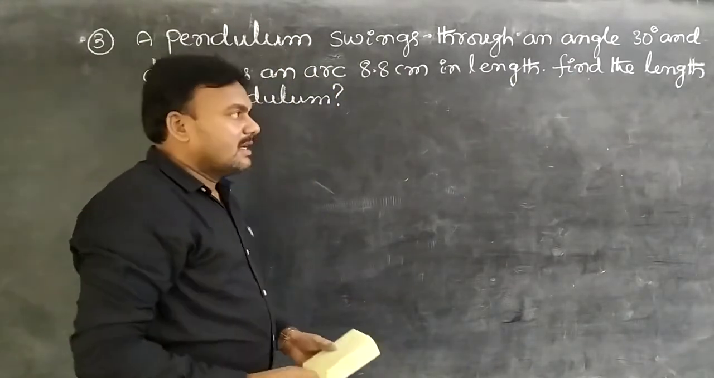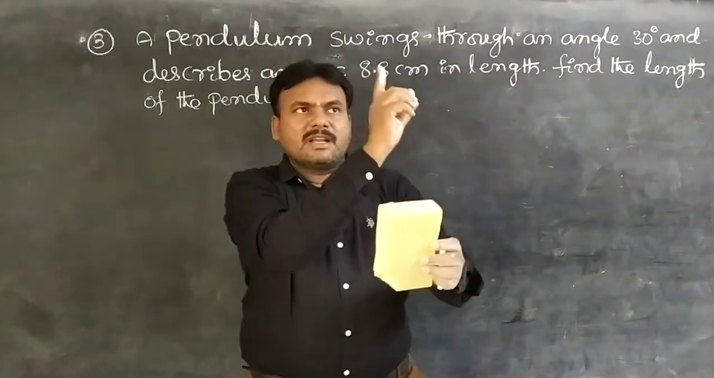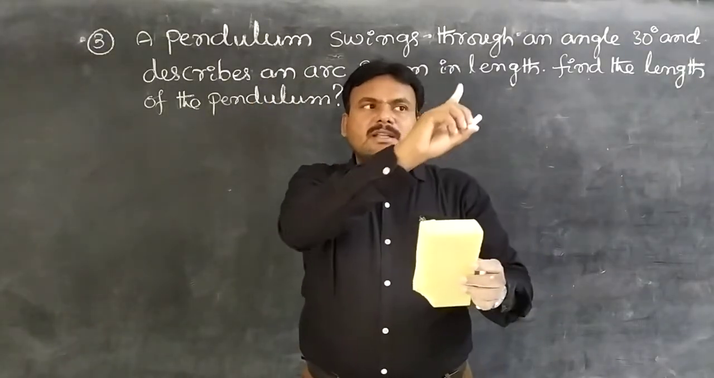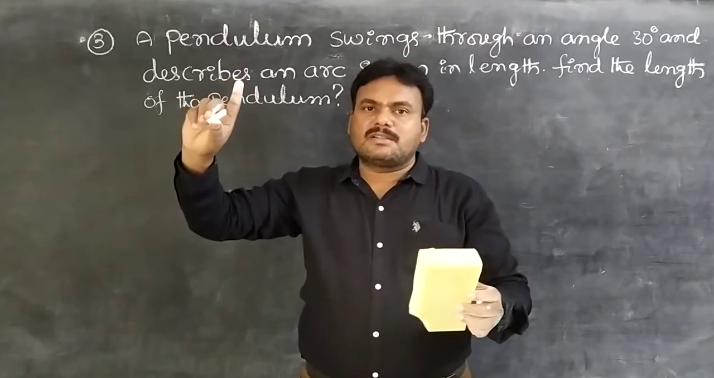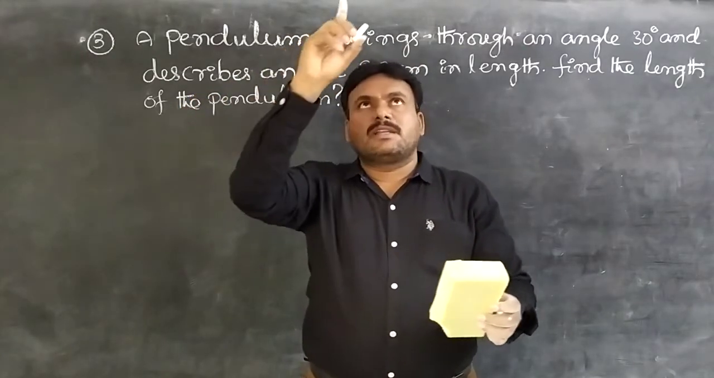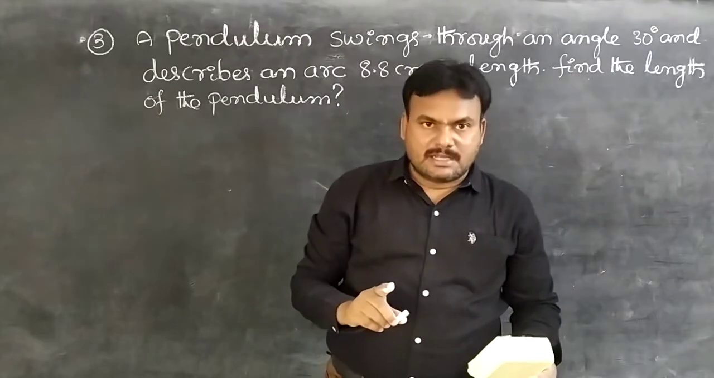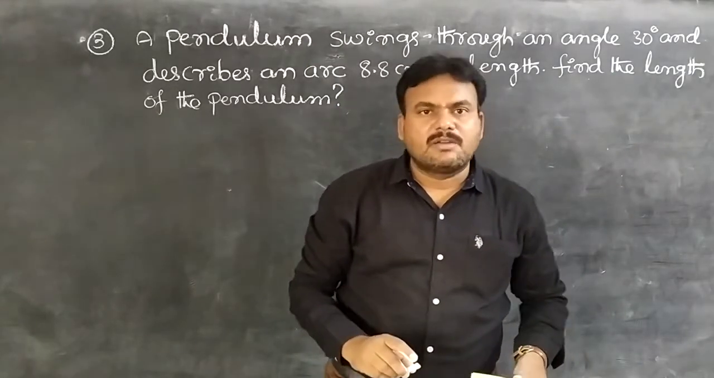Is it or not? So if the pendulum is moving like this, then this is the length of an arc, isn't it? And the angle is also given. Then we find the radius of a sector, nothing but the radius of a circle, whatever it may be, students.